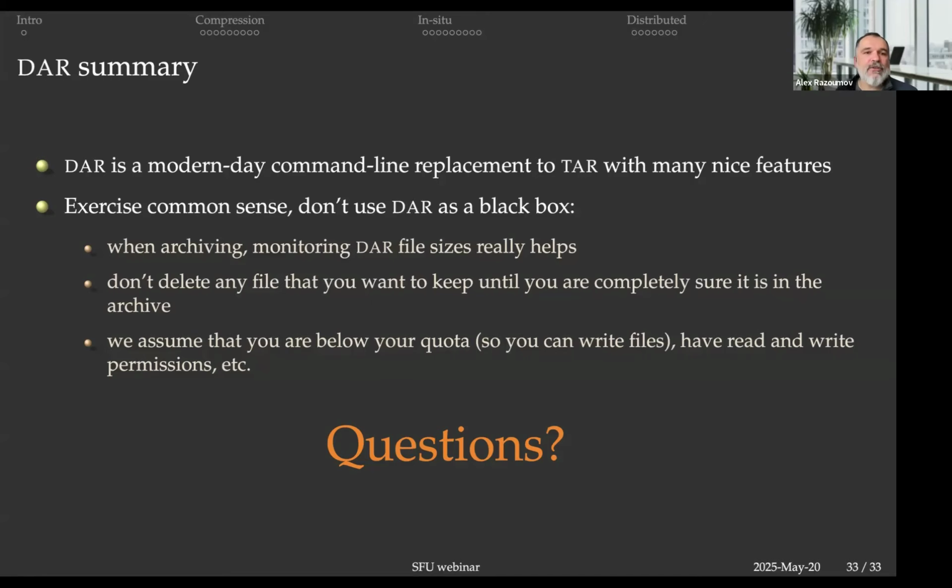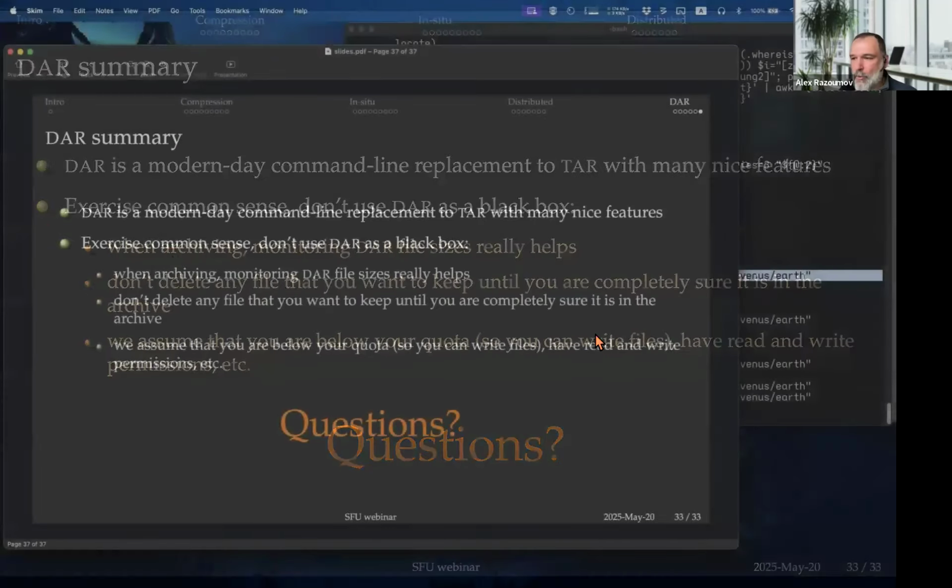But yeah, just basically exercise common sense. Monitor DAR as it runs. Make sure that there are no errors, and that file systems, for example, don't go offline in the middle of creating an archive. And then you can read the index, check the index. If the index is fine, then the file should be fine as well. I assume you're not running into quota issues, and have read-write permissions, etc. So if you monitor all these basic things, then DAR should work really well for you.